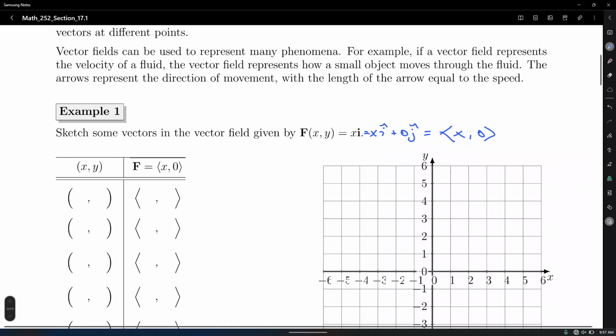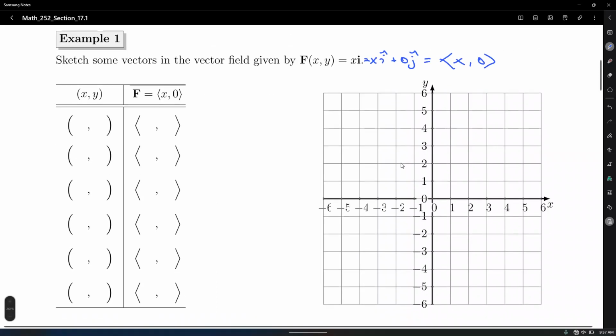Well, I'm going to sketch some vectors in this grid right here. So I'm just going to get some random points here. Say the points (1, 0), (1, 1), (-1, 1), (-1, -2), (3, 0), (3, 1), okay? We don't have to plot infinitely many vectors. Just a few are more than enough.